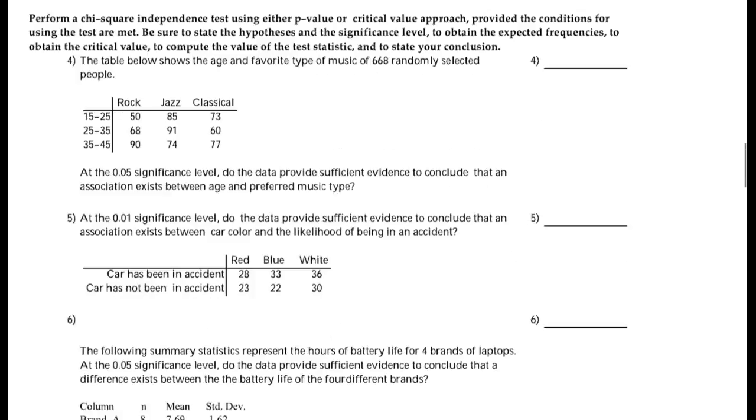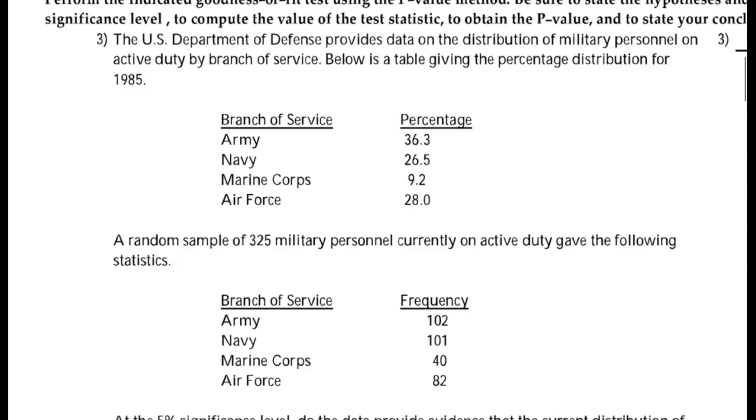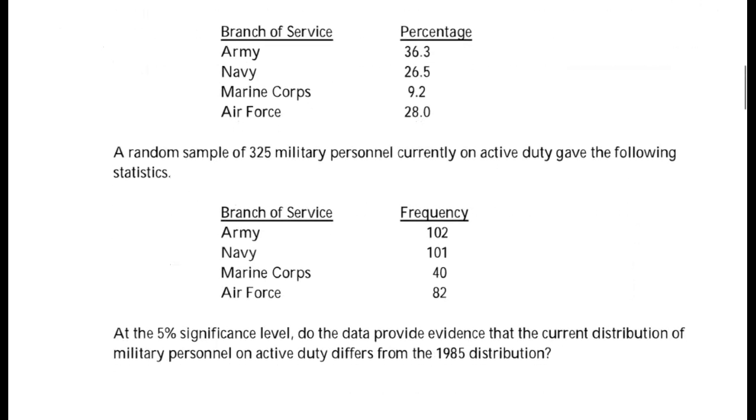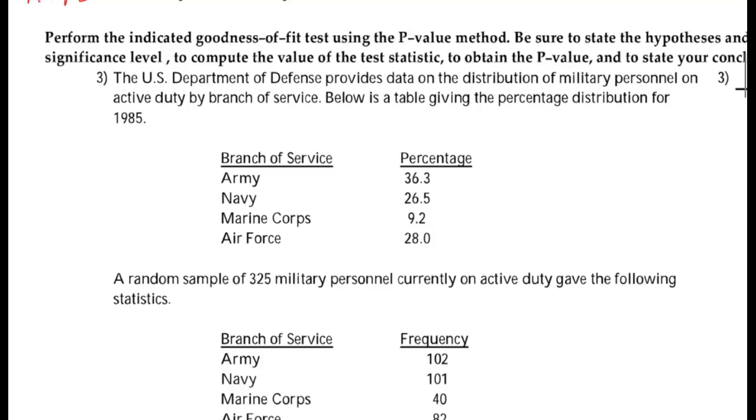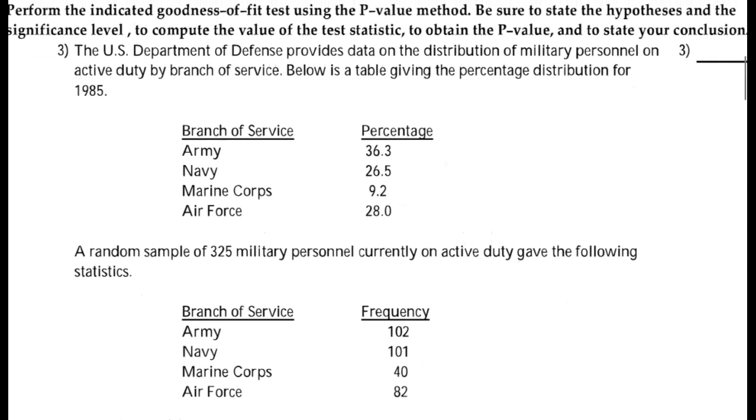Let's take a look at what's next. Here we have... so to determine what you actually have in this problem, again, look at the information you're given, and then look at the question you're being asked. Here it's very simple. The data provide enough evidence the current distribution of military personnel differs from the 1985 distribution. Whenever you're comparing distributions, it's always a chi-square goodness of fit. So remember that, because you're not always going to be given this information at the top that tells you what to do or what kind of problem it might be. You have to read the problem and make that determination.